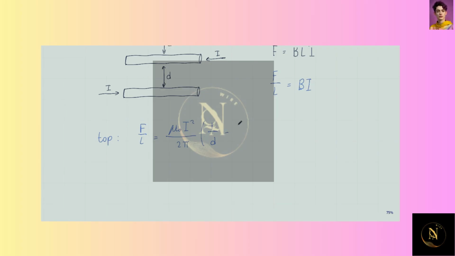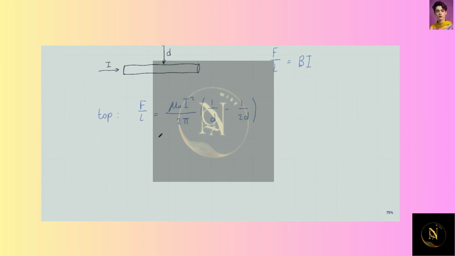So this is 1 over d minus, the separation to the bottom wire is 2d, so minus 1 over 2d. And this simplifies to mu naught I squared over 4 pi d, and this force acts upwards on the top wire. So that's our first answer. We now have the force per unit length acting on the top wire.